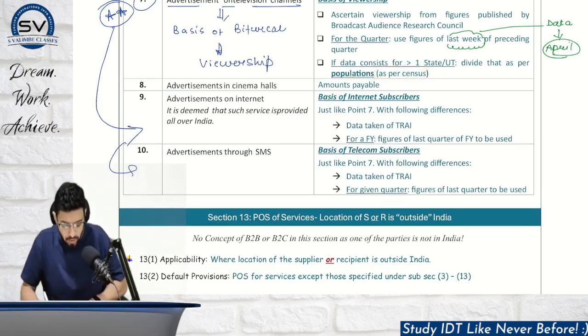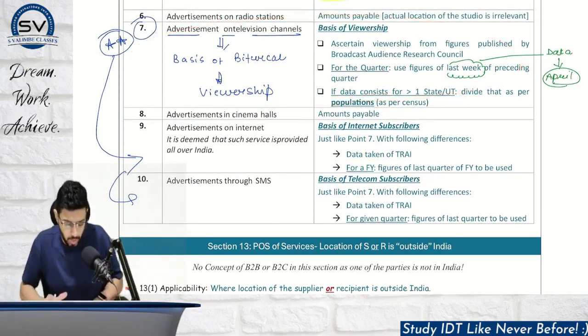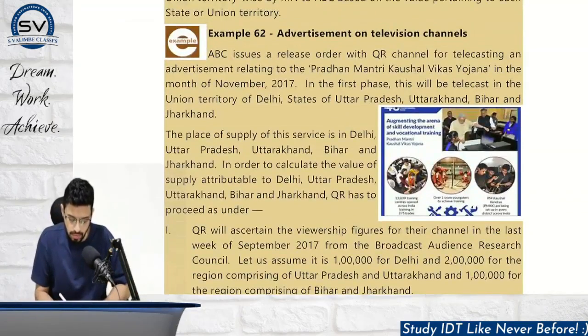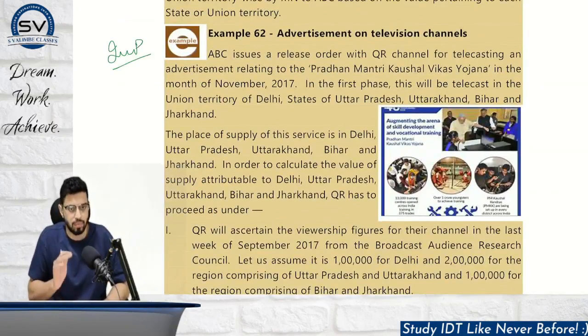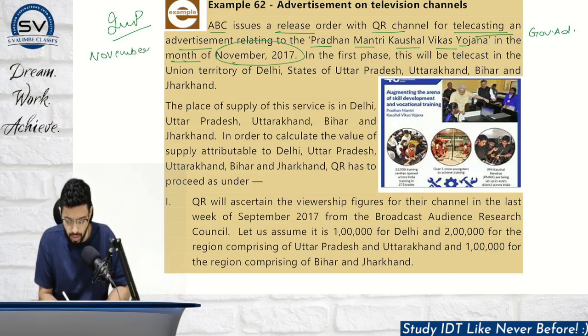Now, we have to cover one example because without that example, this particular provision is not going to be clear. Let's talk about the example first. Okay, let's come to this example. Very important. Once this is clear, I'm like 100% sure you won't get any query in this particular topic. ABC issues a release order with QR channel for telecasting an advertisement relating to Pradhan Mantri Kaushal Vikas Yojana. So this is your government advertisement. Okay, in the month of November. So our month is November. So which quarter? October, November, December.